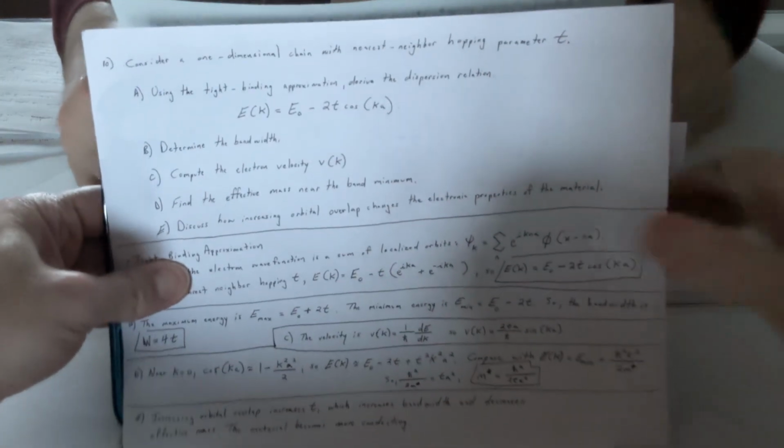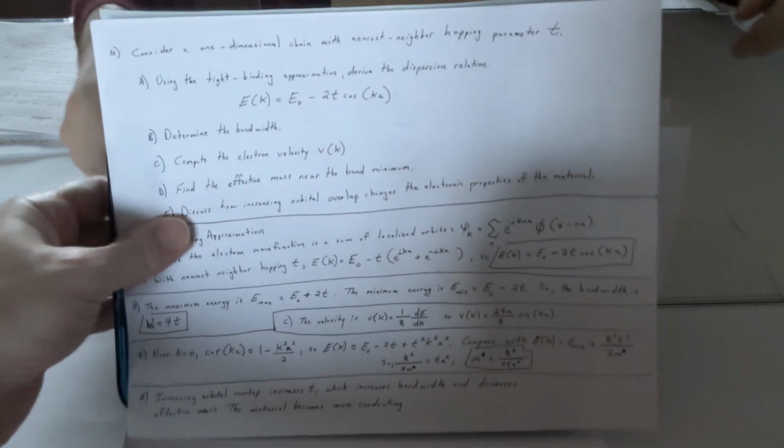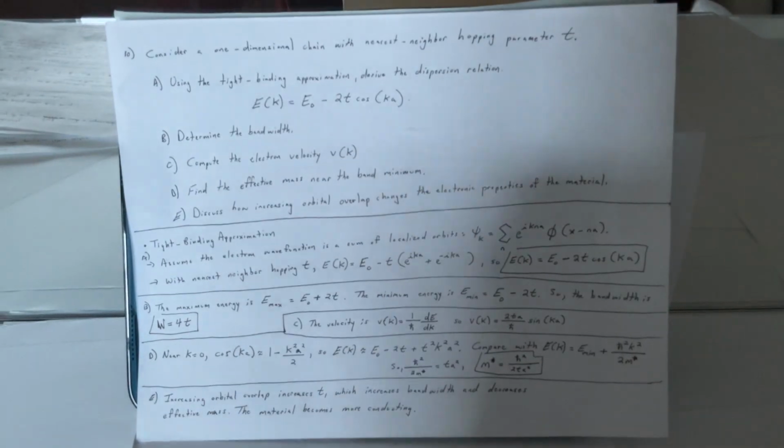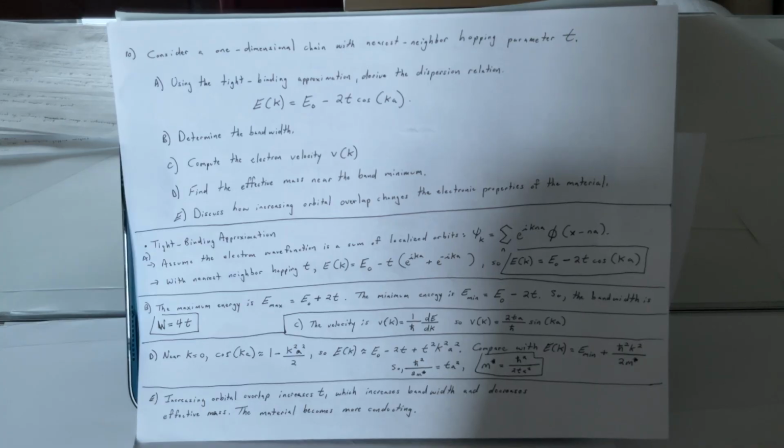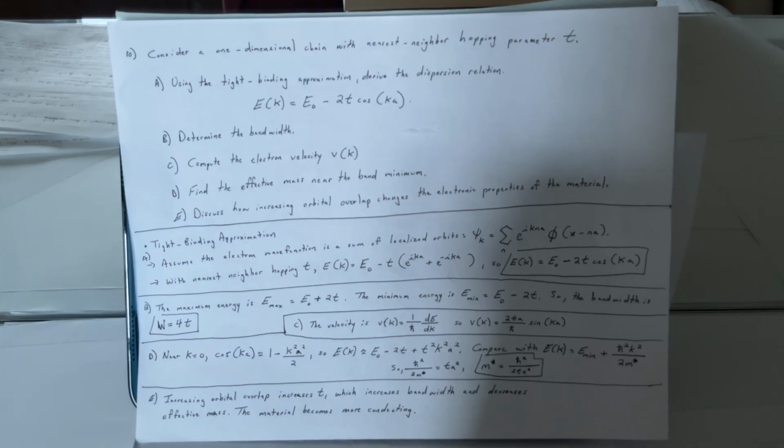Number 10: consider a one-dimensional chain with nearest neighbor hopping parameter t. A, using the tight binding approximation, derive the dispersion relation E of k equals E naught minus 2t cosine ka. B, determine the bandwidth. C, compute the electron velocity v of k. D, find the effective mass near the band minimum. E, discuss how increasing orbital overlap changes the electronic properties of the material.